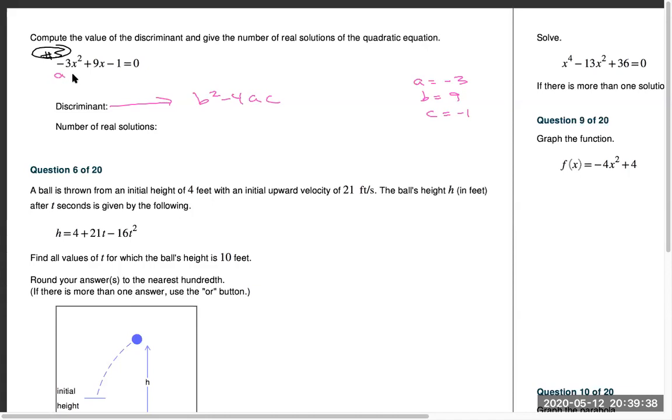Remember you're matching to AX squared plus BX plus C equals 0. Okay, so let's find our discriminant. We have 9, the quantity squared, minus 4 times the quantity negative 3 times the quantity negative 1. That's 81 minus 12, which is 69. Okay, so the discriminant is 69.